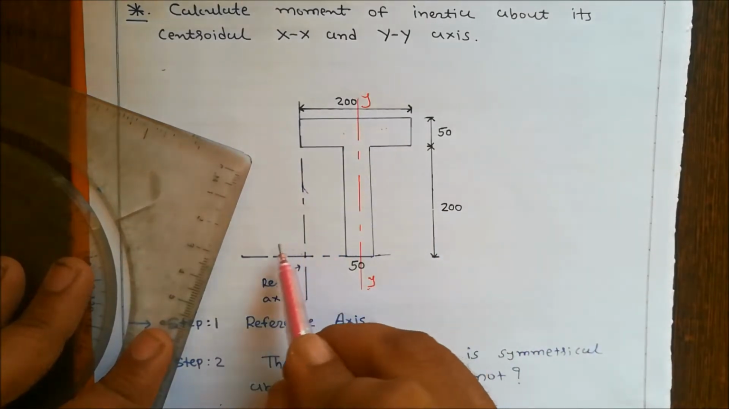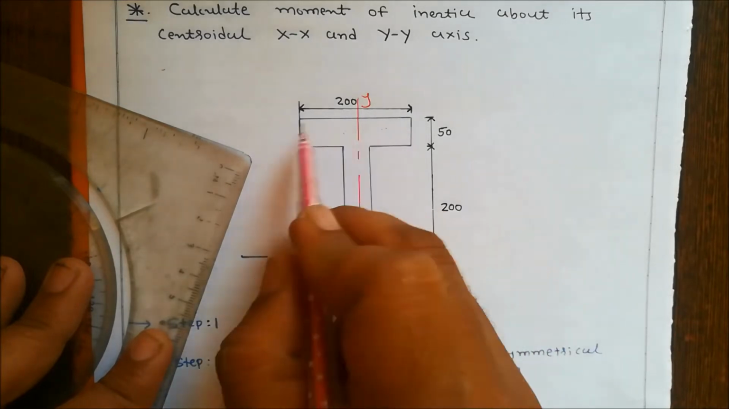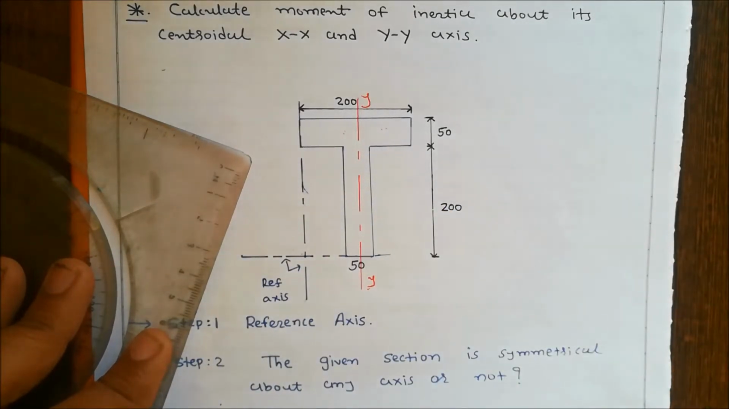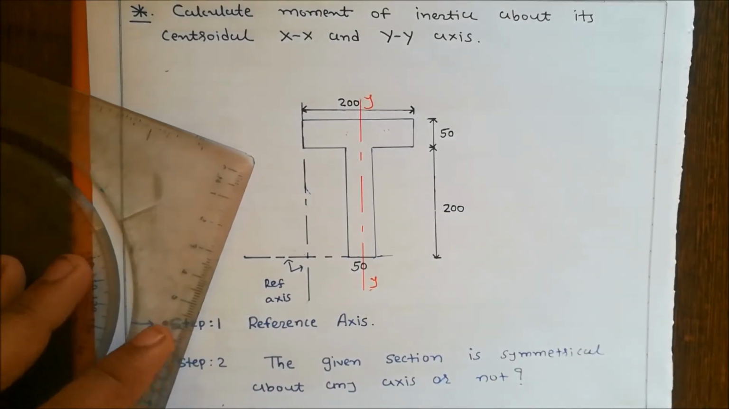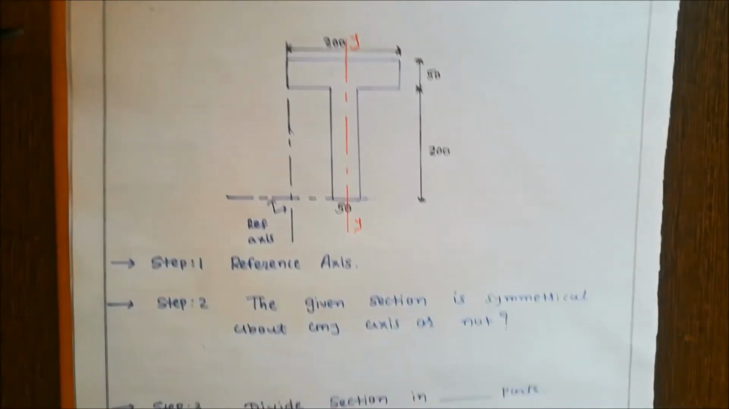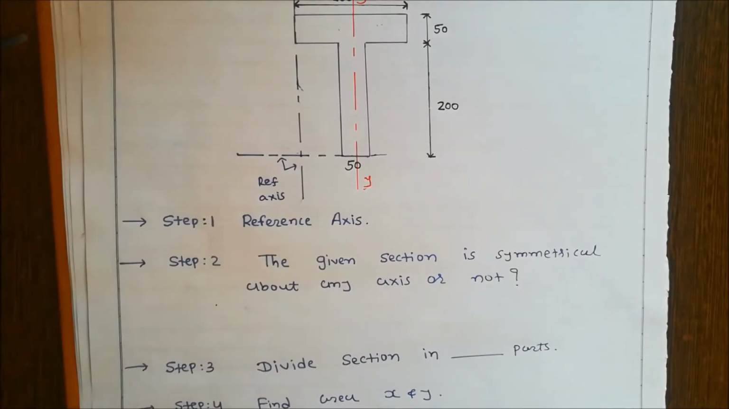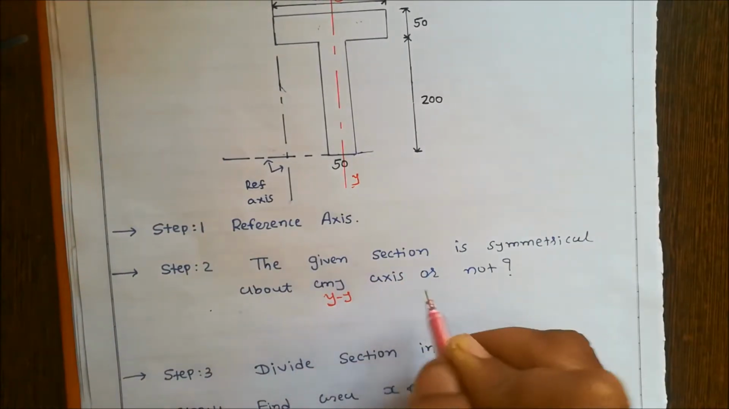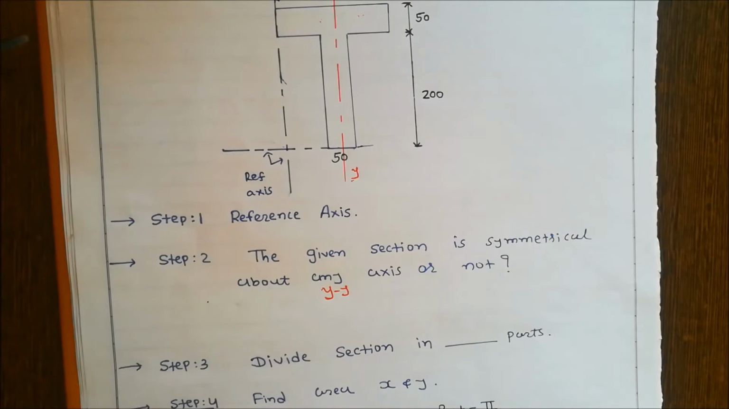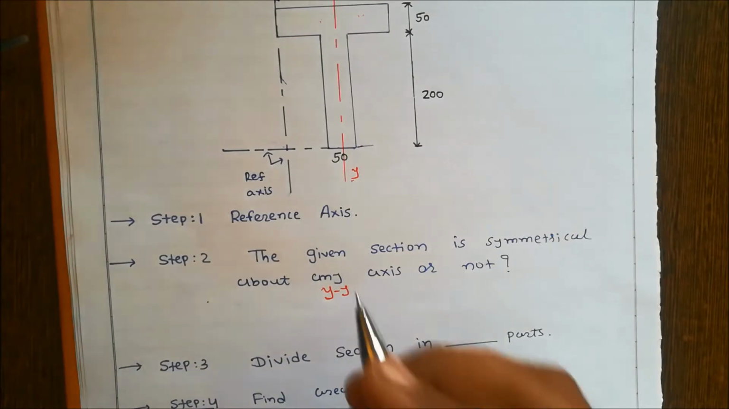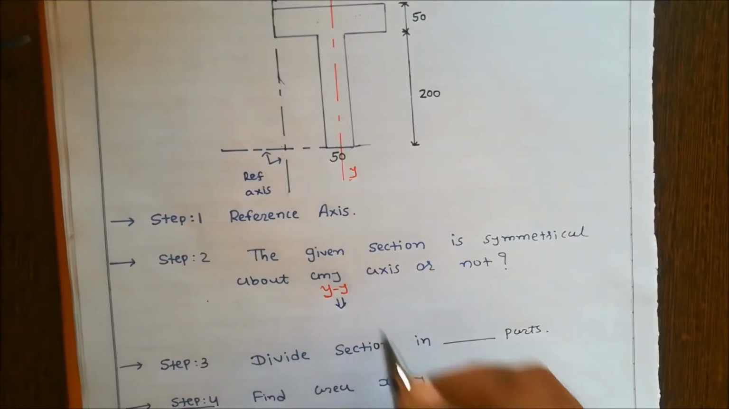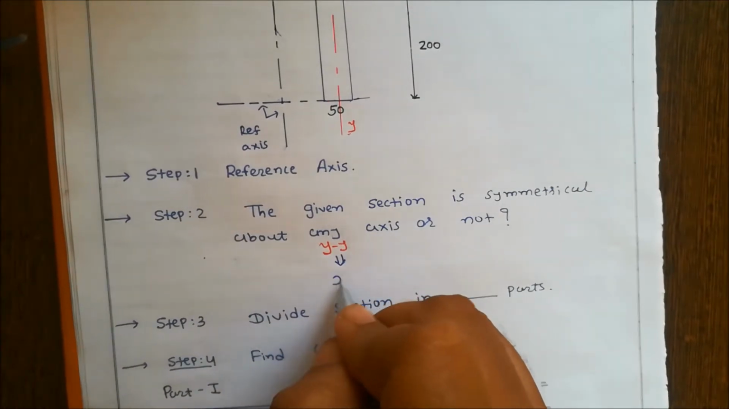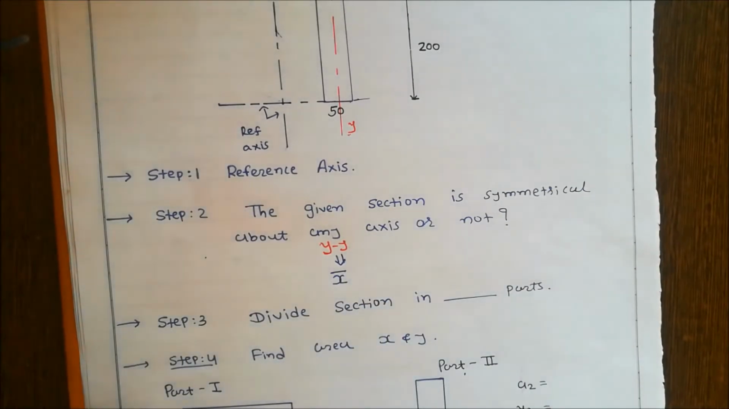Here, if we indicate x bar anywhere that does not divide the figure into two equal parts, that's why the xx axis is not symmetrical. So here we can write the given section is symmetrical about the yy axis. So what is the advantage of a symmetrical axis? If the yy axis is symmetrical, then we directly calculate x bar. And if the xx axis is symmetrical, then we directly calculate y bar.